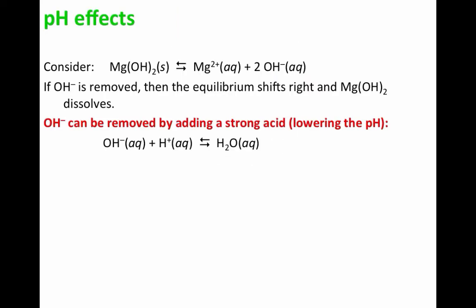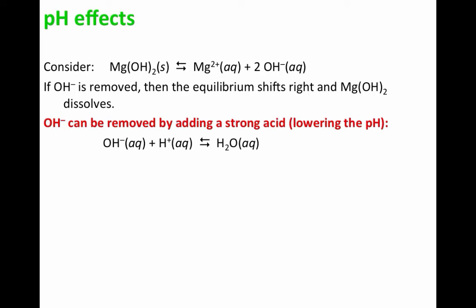So now we'll take a look at the effect of pH. If we consider a reaction of magnesium hydroxide, which is a slightly soluble salt, at equilibrium in the beaker, it has Mg2+ ions and 2 moles of hydroxide ions. So if the hydroxide ions are removed, then the equilibrium would shift right to produce more of those hydroxide ions, and more magnesium hydroxide dissolves.